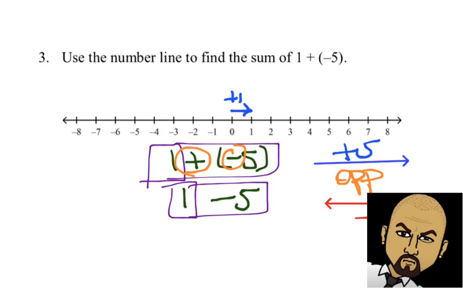And since you're subtracting 5, which means -5, you're going to go to the left 5 places from where we were at +1. And where does that leave us on the number line? At -4. So 1 plus -5 is the same thing as 1 minus 5, which is -4. It's going to take a little bit while you get used to this, but you need to be good at this in 7th grade.